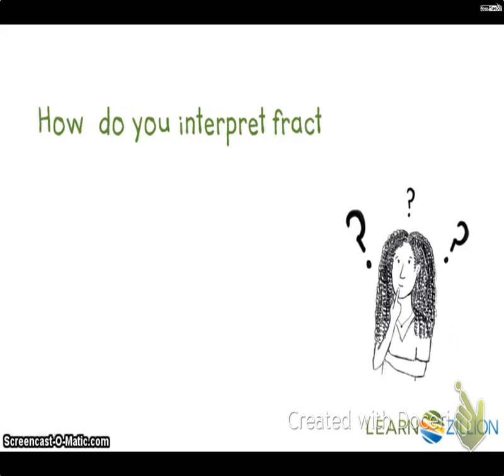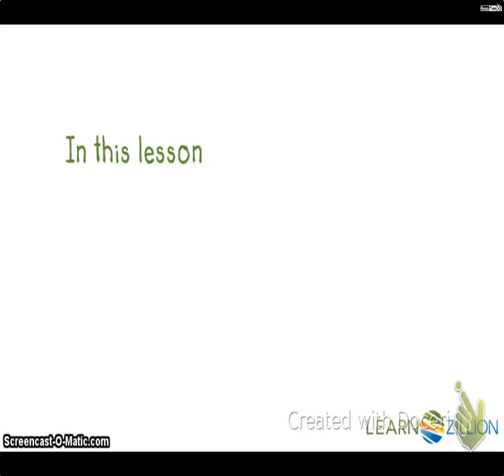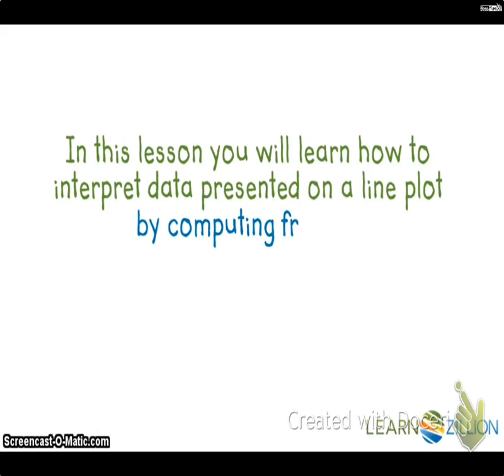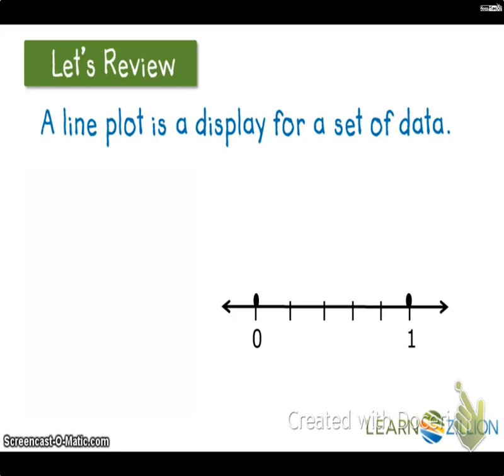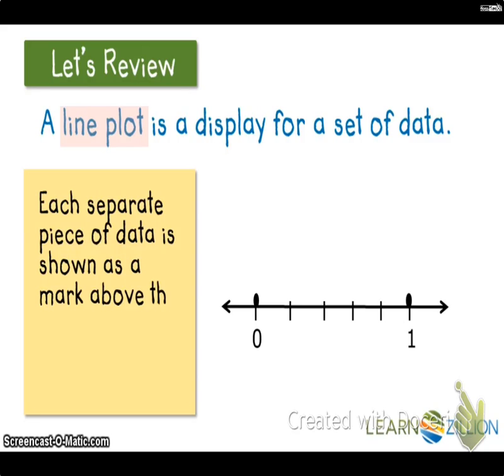How do you interpret fractional data on a line plot graph? In this lesson, you will learn how to interpret data presented on a line plot by computing fractions. Let's review. You already know that a line plot is a display for a set of data. Each separate piece of data is shown as a mark above the number line. So in this number line, there is 1 x above 1. So that stands for one piece of data that occurred one time in our data collection.